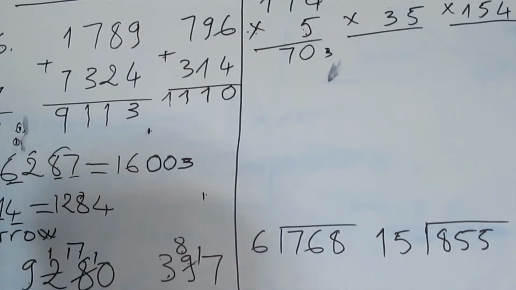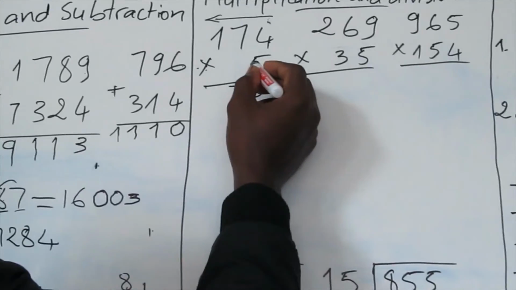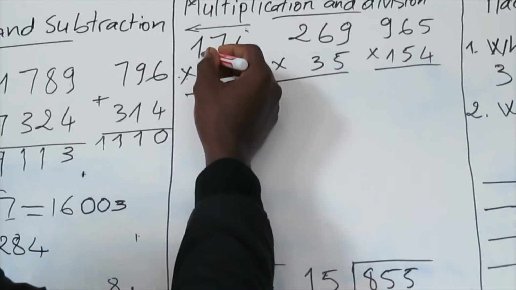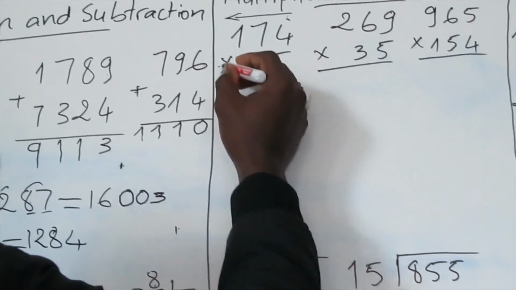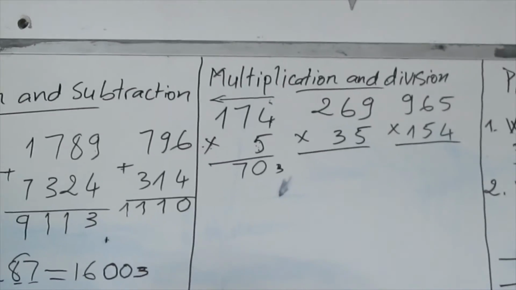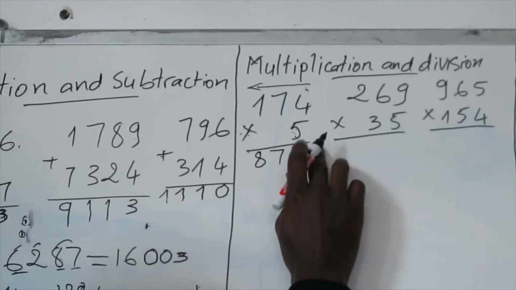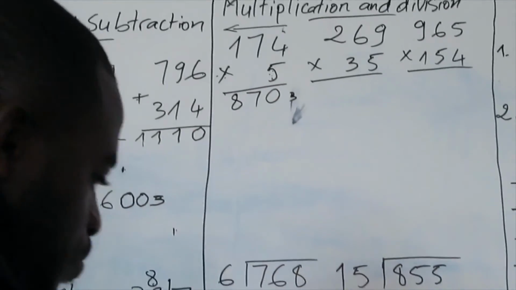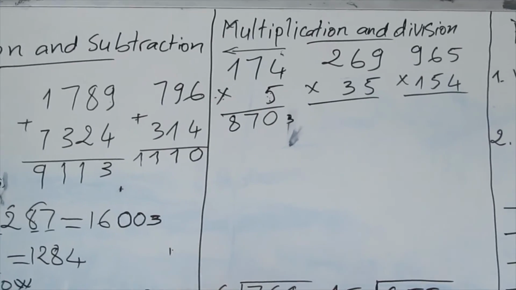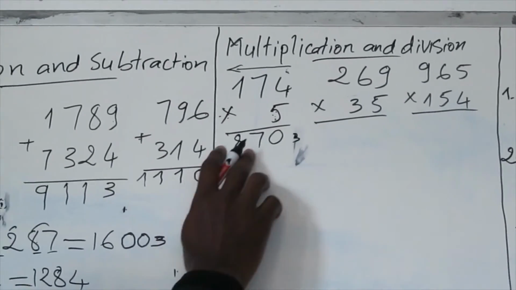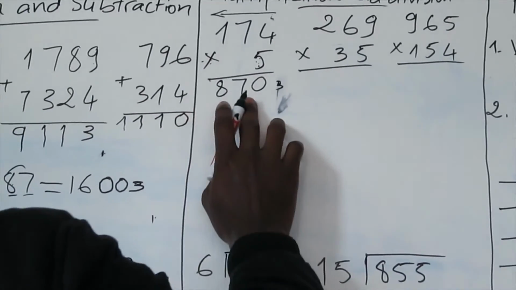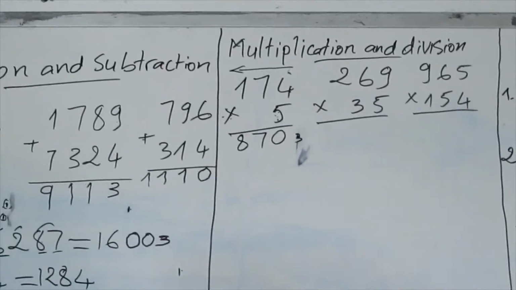You carry 3. Now you go again with the 5 to the last one. The last digit is 1. 5 times 1 equal to what? 5, plus the carry 3 equal to 8. This is our answer. As you can see, our answer is 870. Now we go to the next one.